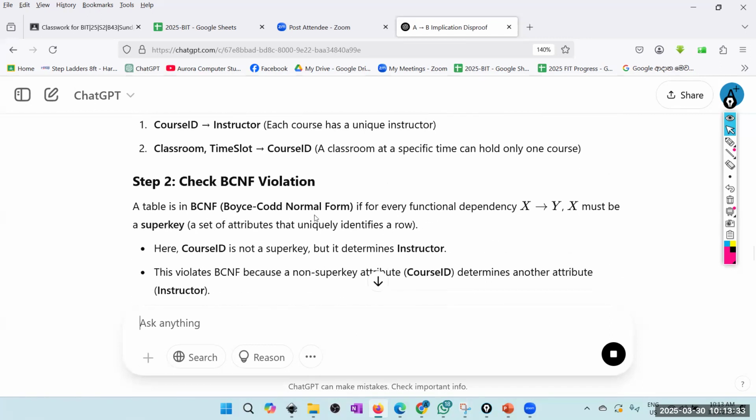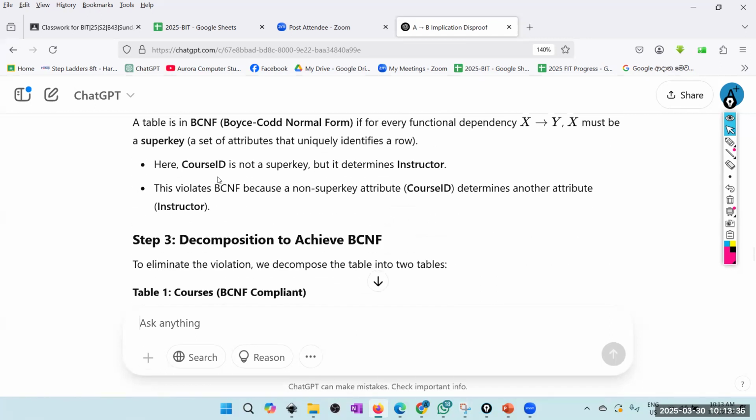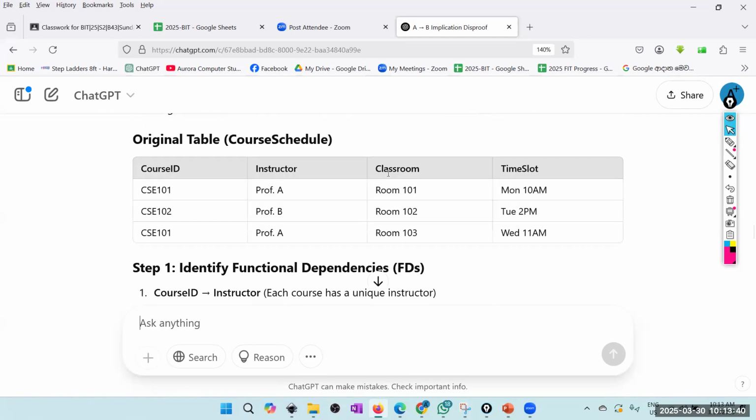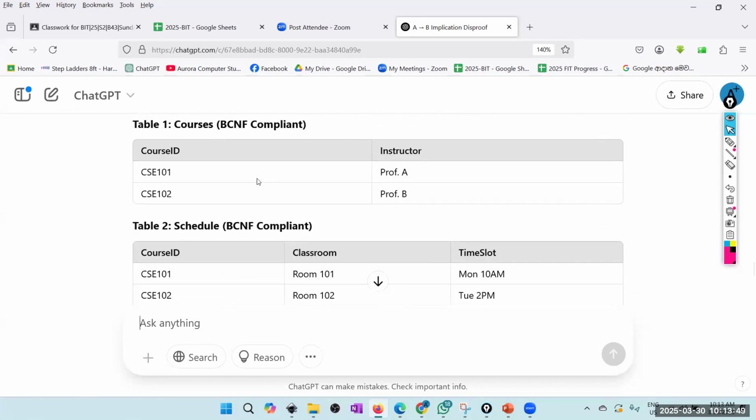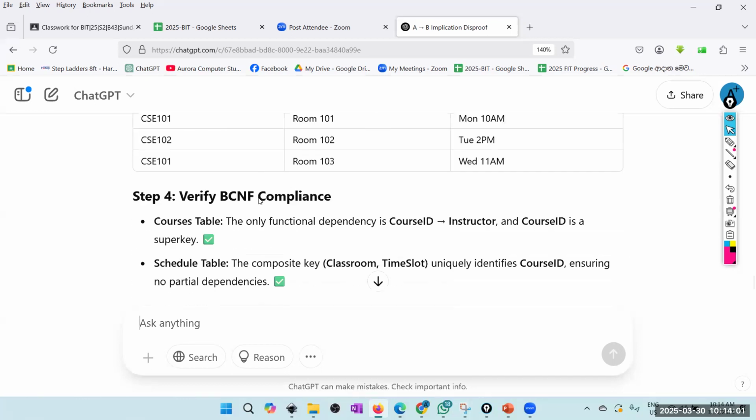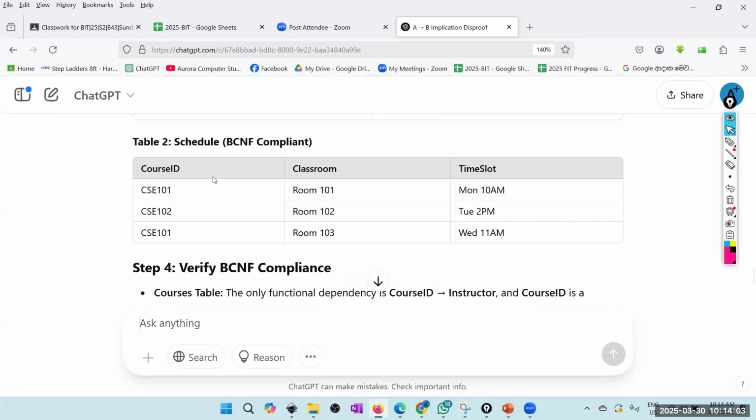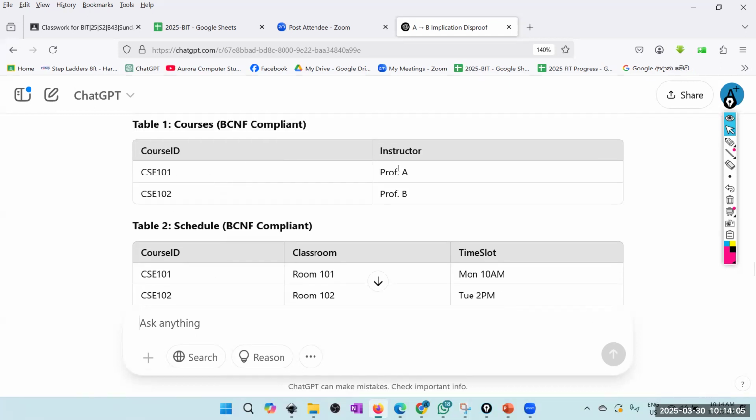Now, what is the issue here? Course ID is not a super key, but it determines the instructor. Right. So again, they have taken the instructor, that same issue. So then, what is the solution? Course ID and instructor here, and course ID, classroom, and time slot here. So again, they have considered a similar example. So they are assigning instructor to a course.